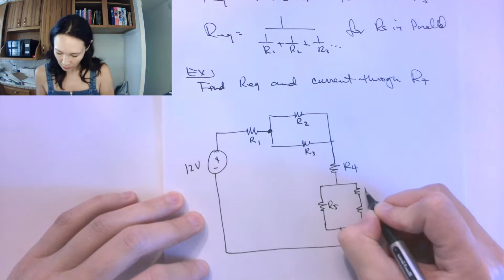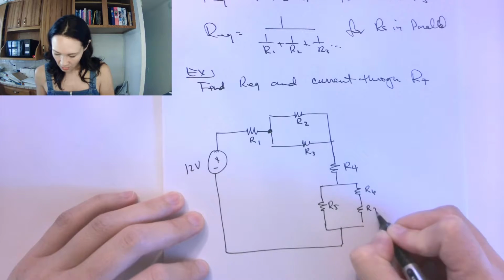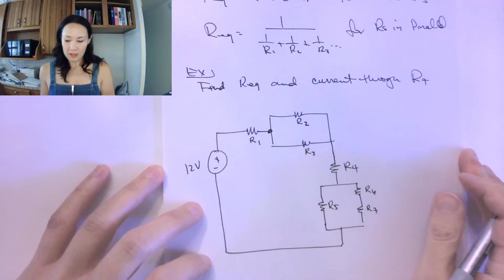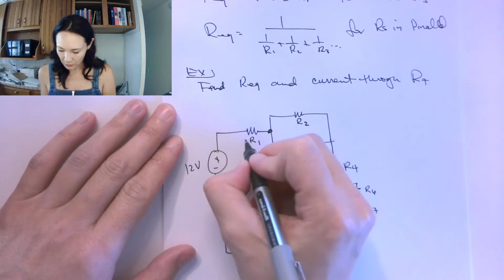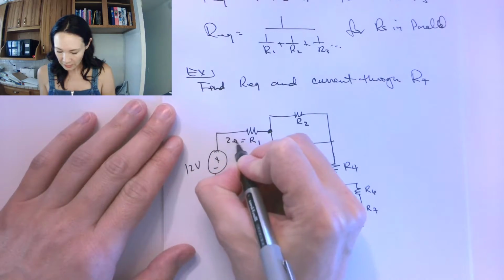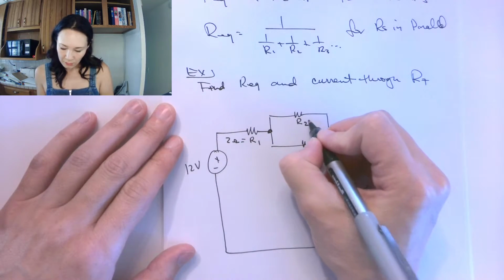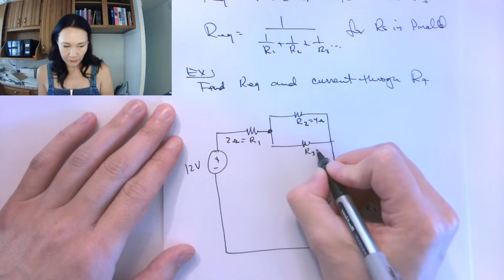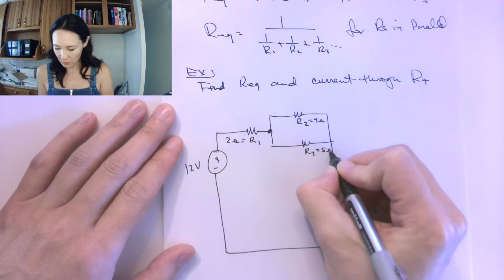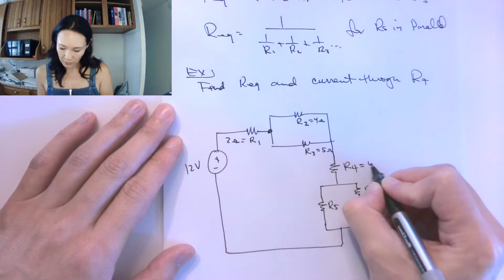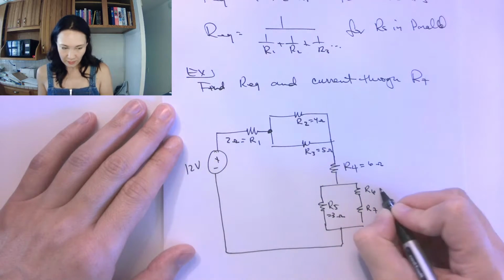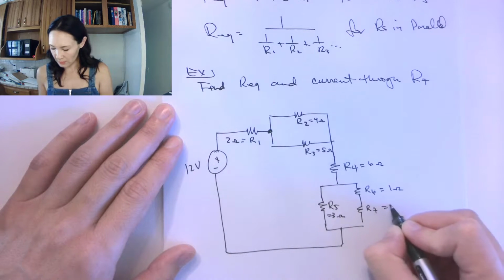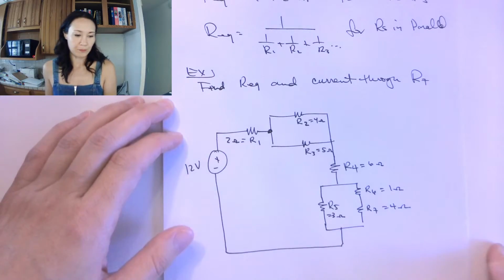This branch here will have R6, R7, and let's just give these some arbitrary values, since we're doing a practice problem. So let's let this be 2 ohms. This can be 4 ohms. Suppose this is 5 ohms. R4, 6. We'll let this be 3 ohms. Suppose this is 1 ohm and this is 4 ohms.